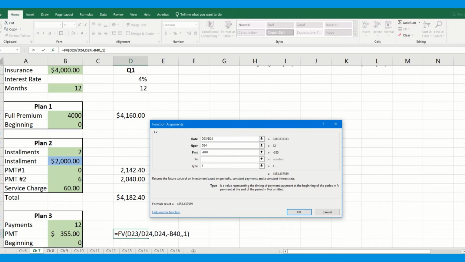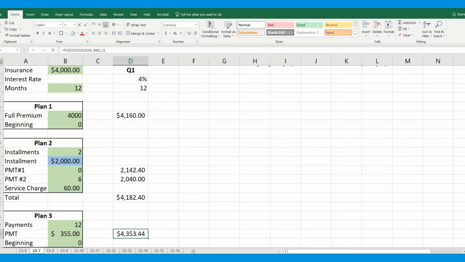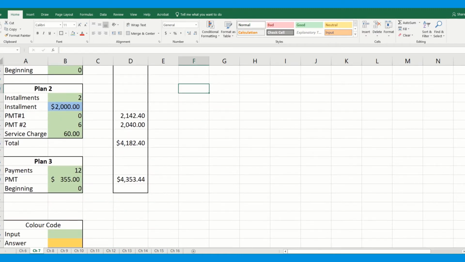So now I have a value down here that says my answer is $4,353.44. So I'm going to say, okay, I'm good with that. And that's my other answer. So now in my question 1, if I box that in, I'll just put in a box and I will give my answers. So my answers are yellow.